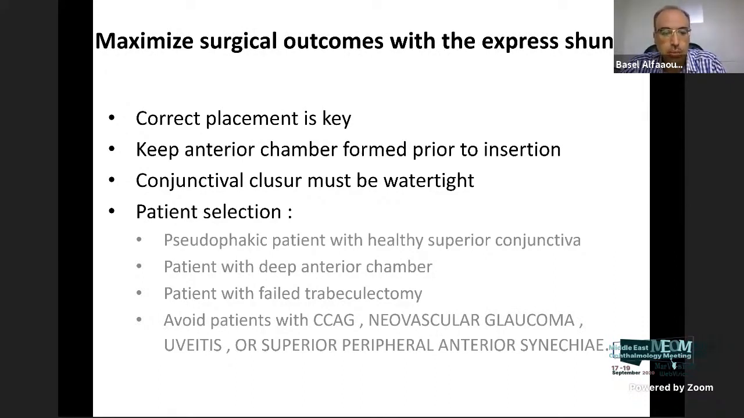Patient selection, we have to first choose the patient who carry the higher success rate. Pseudophakic patients with healthy superior conjunctiva, patients with deep anterior chamber, patients with failed trabeculectomy. Avoid patients with angle closure or neovascular glaucoma, uveitis, or superior peripheral anterior synechia.